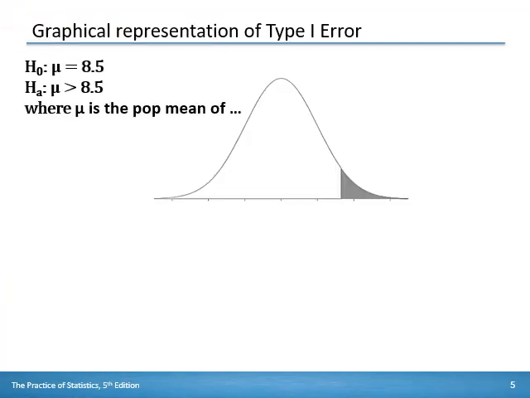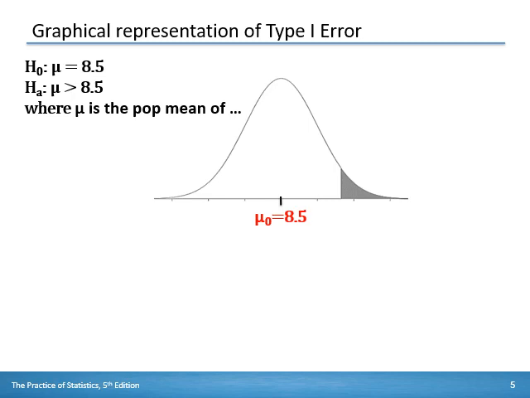All right, so here is a graphical representation of this type 1 error and the relationship between it and the alpha level. So let's start with a null hypothesis. I don't have any context exactly with this. So let's say the null hypothesis is that the population mean is 8.5. And let's say that our alternative is that the mean, mu, is greater than 8.5. And then mu is just some population mean. Again, I didn't bother with any context for this.